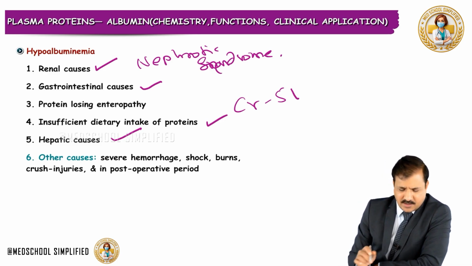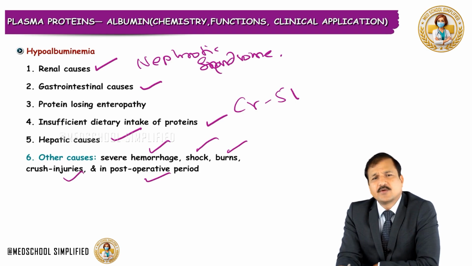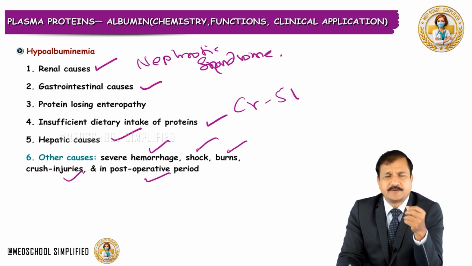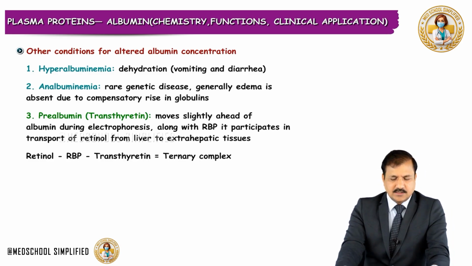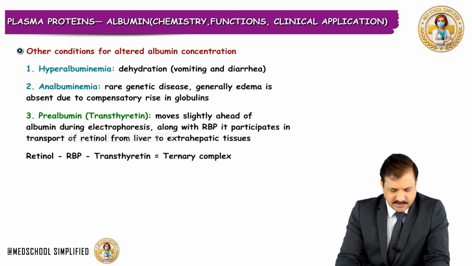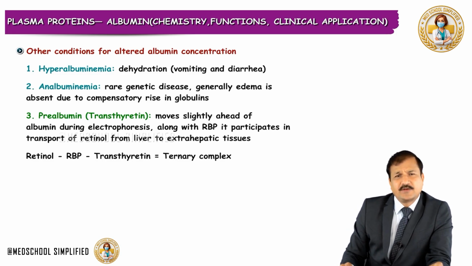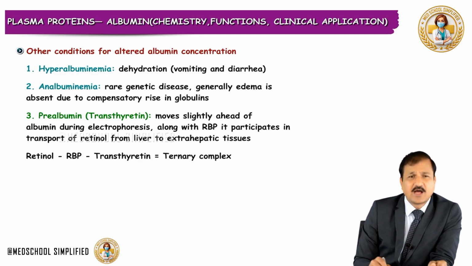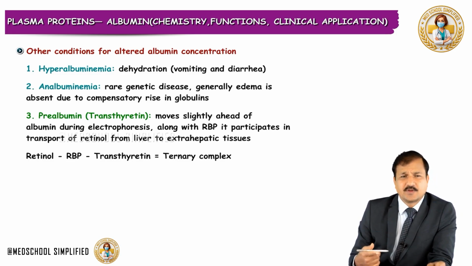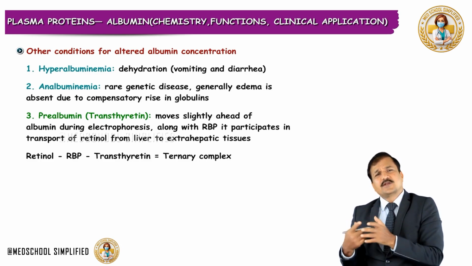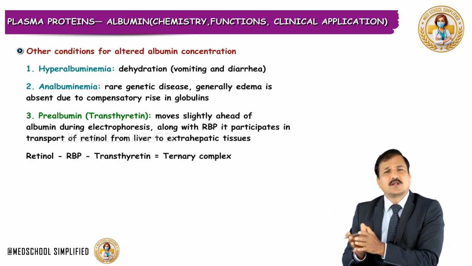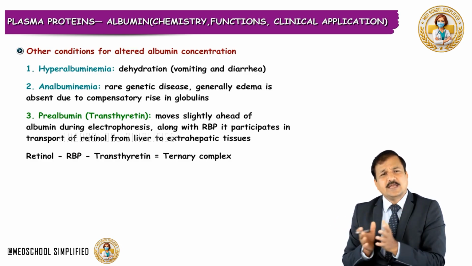Other causes for hypoalbuminemia can be severe hemorrhage, shock, burns, crush injuries, and the post-operative period, where there will be increased degradation of albumin. Now let me take you into other conditions that alter albumin levels, and that is hyperalbuminemia and analbuminemia. Hyperalbuminemia means excess albumin levels in the blood, and that's usually because of loss of water or fluid volume, which will lead to increased levels of albumin per deciliter because of dehydration.